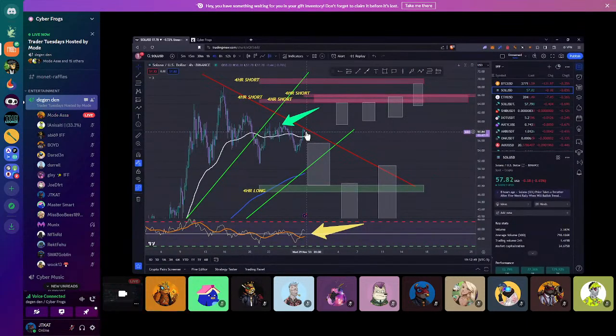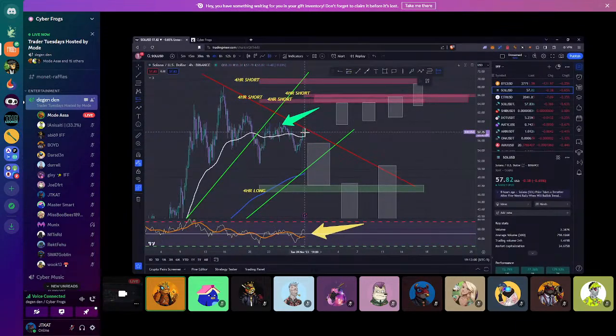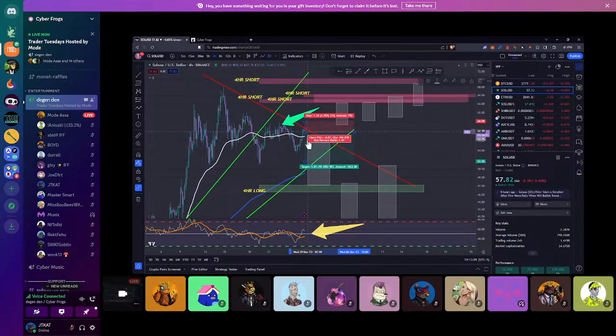This, again, not financial advice. Do your own research. But, you know, potentially putting in a short position, setting your stop just above the last high, and then using the Thor long call to take profit.